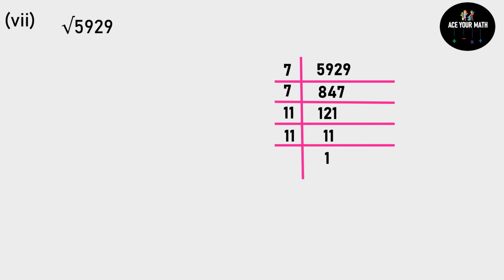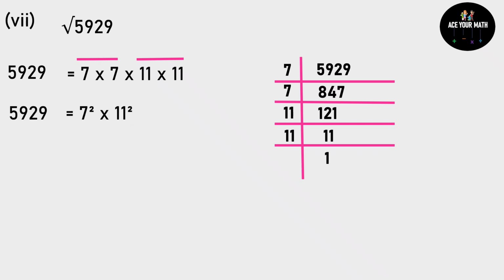Now you can write 5929 as the product of these factors, right? And what is our next step? Next step is the formation of pairs. You will pair the numbers now. So it can be written as 7 square times 11 square. So now the next step is you will put the square root sign and you will take all these factors once only. So 7 times 11 will give you 77. So the square root of the given number is 77.